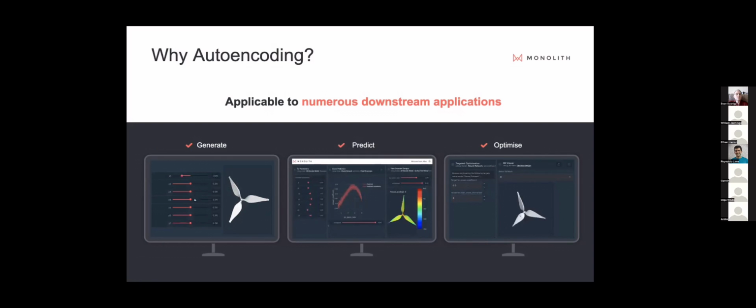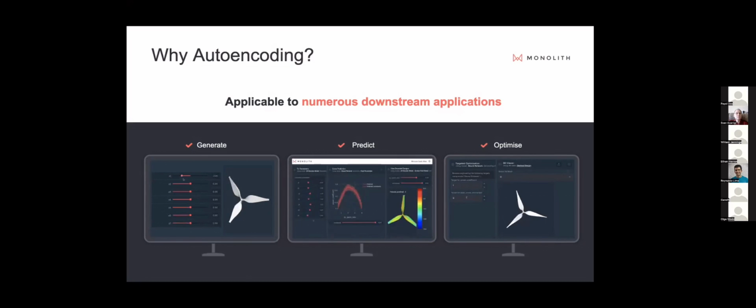So the first one is generation. As I mentioned, the autoencoder is capable of extracting features differently from a human perspective and enabling a different kind of geometric parameterization and the generation of novel designs that wouldn't typically be created by a human.